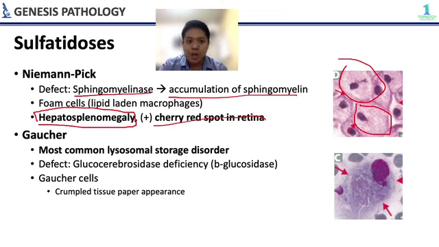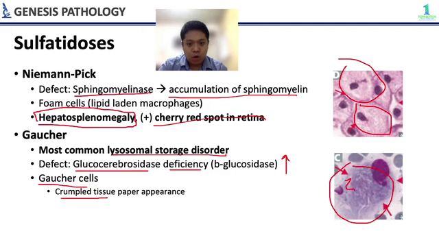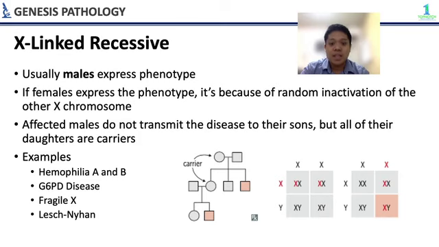Next, you have Gaucher, which is the most common lysosomal storage disorder. The defect is glucocerebrosidase. That is what is deficient, leading to an accumulation of beta-glucosidase. It has Gaucher cells, which look like crumpled tissue paper. So, this one looks crumpled. Okay? Next, we have X-linked recessive.